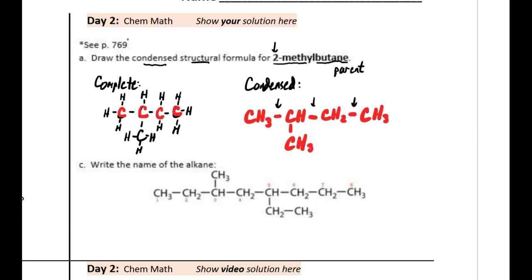Now, question C, write the name of this alkane. To name an alkane, you need to know the parent chain. What is the longest chain? And notice that that just goes straight across in this drawing. A parent chain can twist around, but in this drawing, it just goes straight across. The next thing you do is you number the carbons in the parent. And you want to start from the end that will reach a branch in the shortest way.